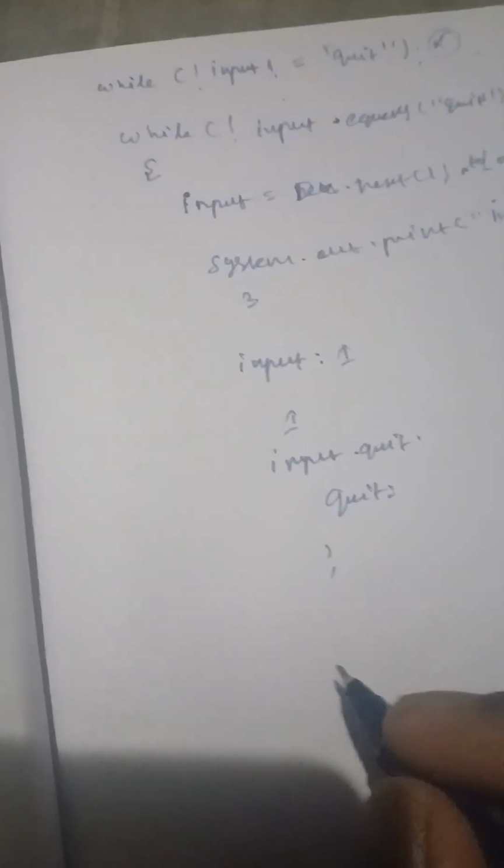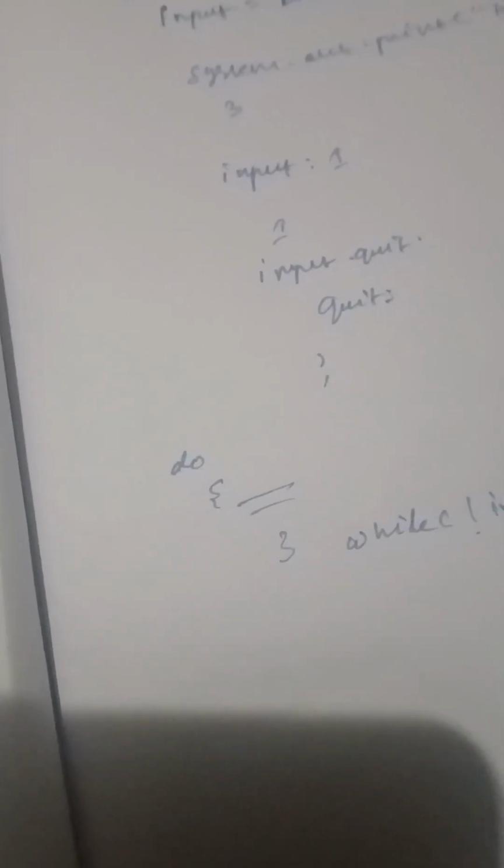Next, let's see about do while loop. Do while loop is the same as the while loop, but even if the condition fails, the loop will be executed one time. First execute, then check the condition, while input equals quit. So the body is executed at least one time, so it is the same as while loop but different. It's rarely used in Java.